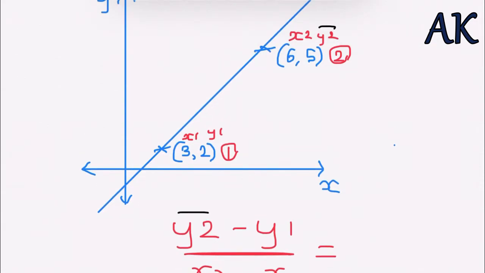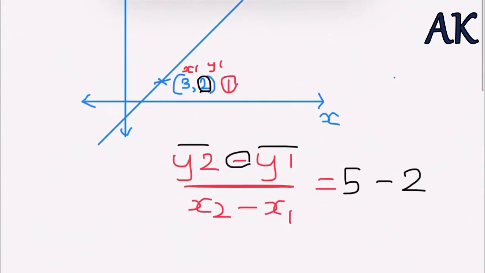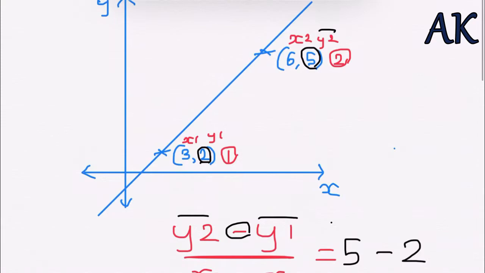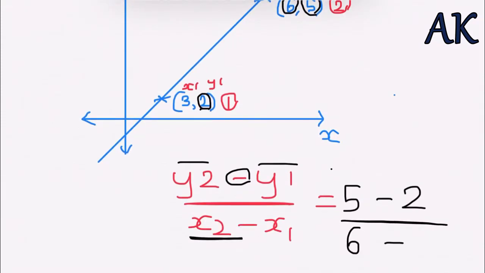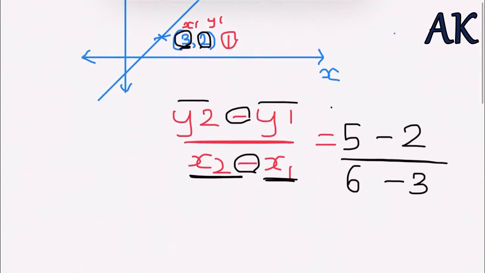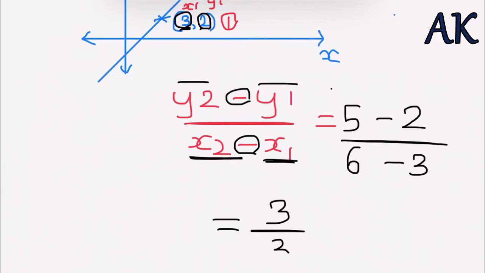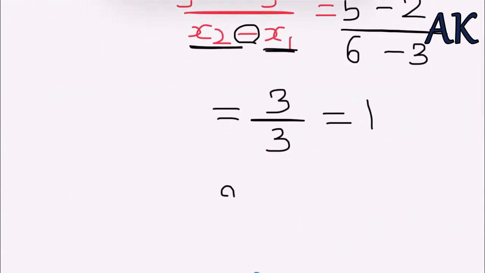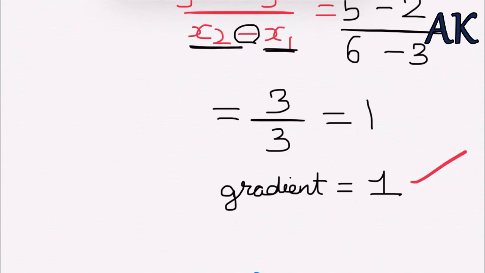So let me put in the values. We have labeled 5 as y2 and 2 as y1. So we write it as 5 minus 2. Now we put a division symbol and write the following below. We have labeled x2 as 6 and x1 as 3. So we write 6 minus 3. Now just simplify the fraction we obtain. 3 divided by 3, which is equal to 1. So the gradient is 1. So we now know that the number accompanying the x is 1.